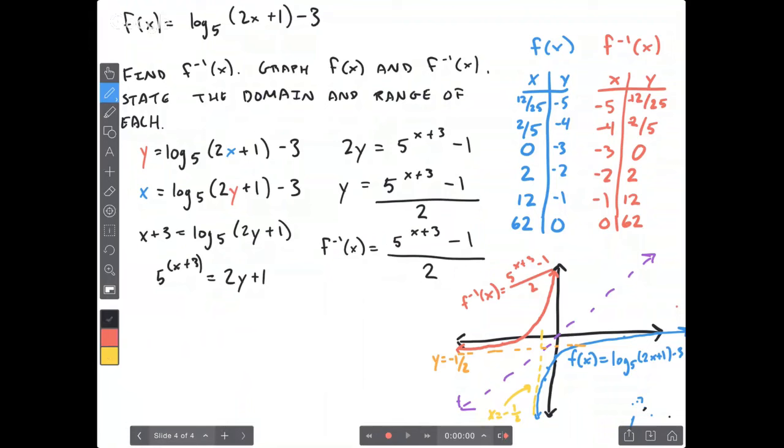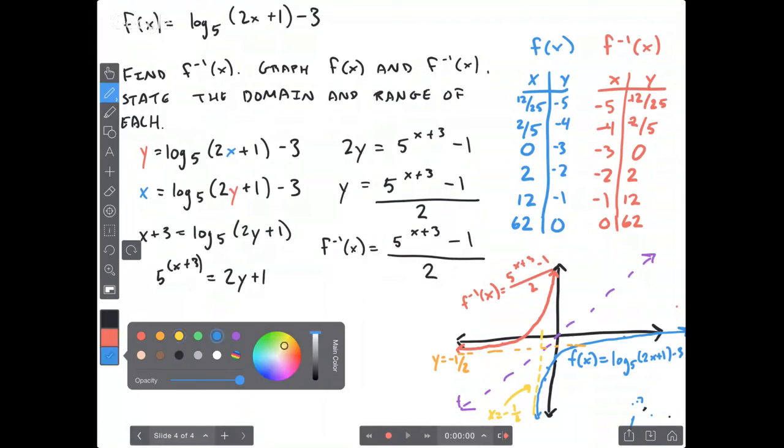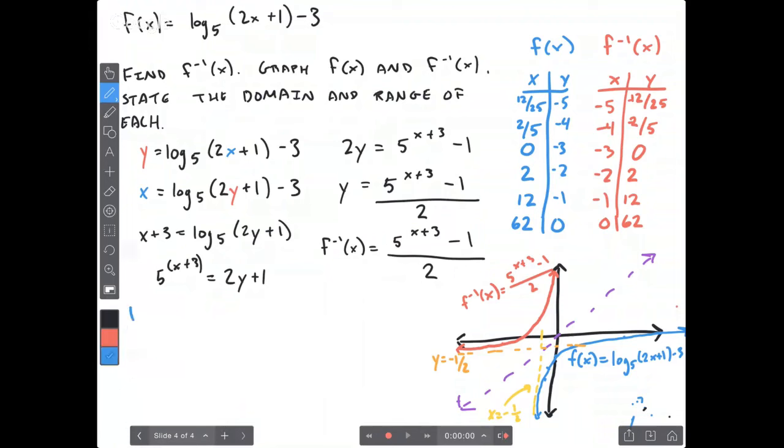Domain and range of each. Domain, let's start with on f of x. Domain is the set of values x such that x is greater than -1/2. And we have a range, the set of values y such that y equals all reals.